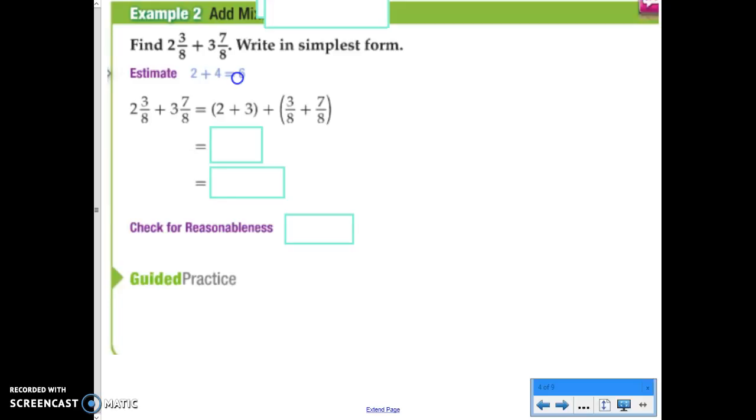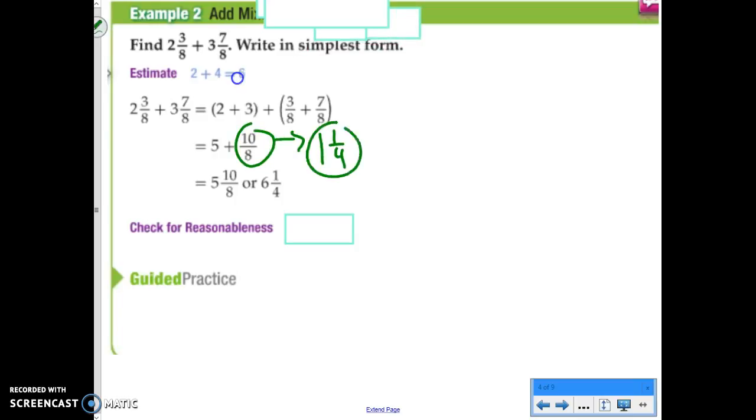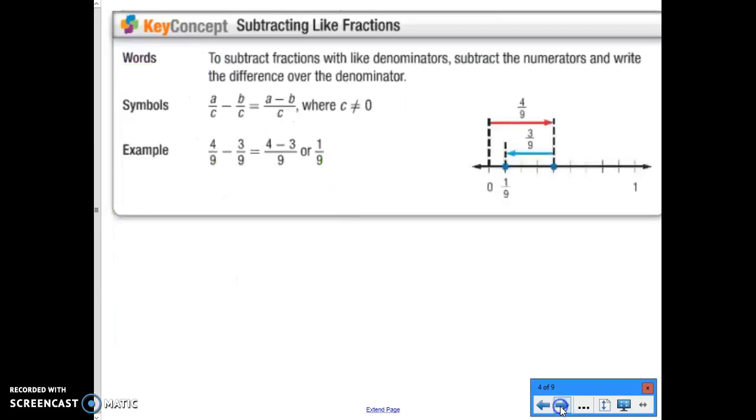They just separate those whole numbers because we had a common denominator. So really I get 5 plus 10/8. I know that 10/8 can be simplified to 1 2/8, which is the same thing as saying 1 1/4. So I'm adding 1 1/4 and 5 together. 5 plus 1 gives us 6, and 1/4 cannot be reduced any further. Because 6 1/4 is close to 6, we know that we have the right answer.